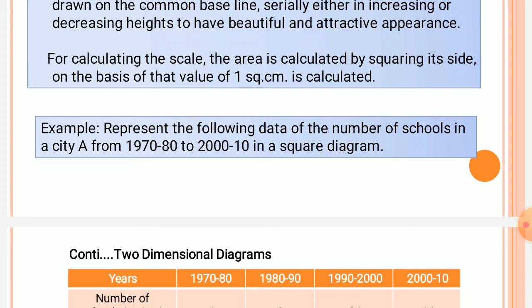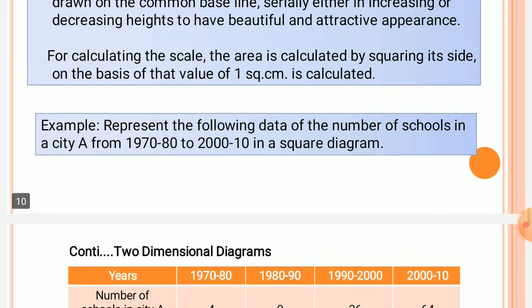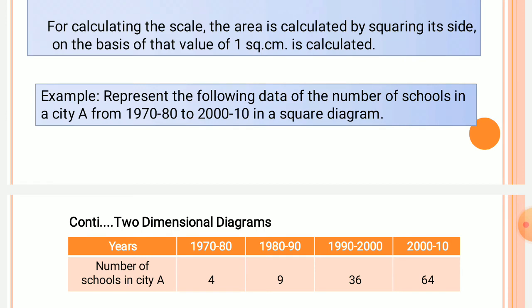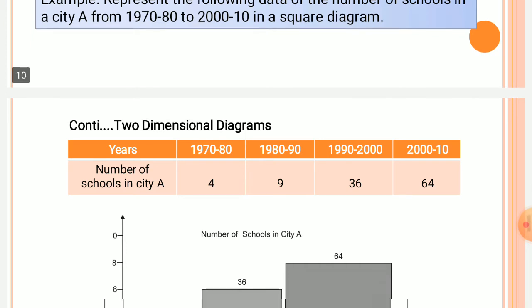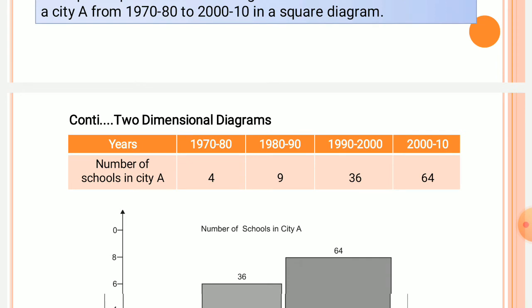For example, represent the following data of the number of schools in a city A from 1970 to 80 up to 2000 to 2010 in a square diagram. So we have to represent the data by using a square diagram. The number of schools in city A: in 1970 to 80, 4; in 1980 to 90, 9; in 1990 to 2000, 36; and in 2000 to 2010, 64.